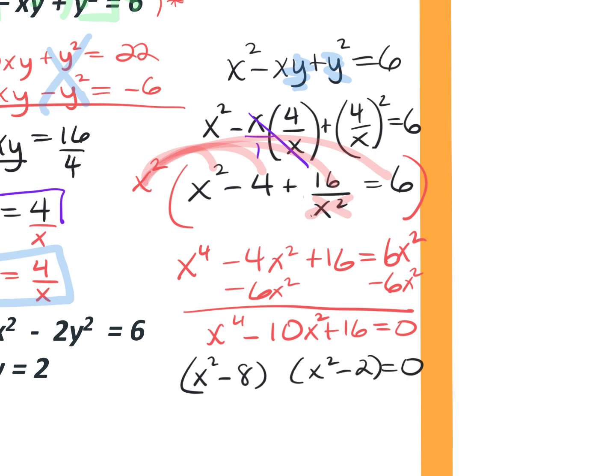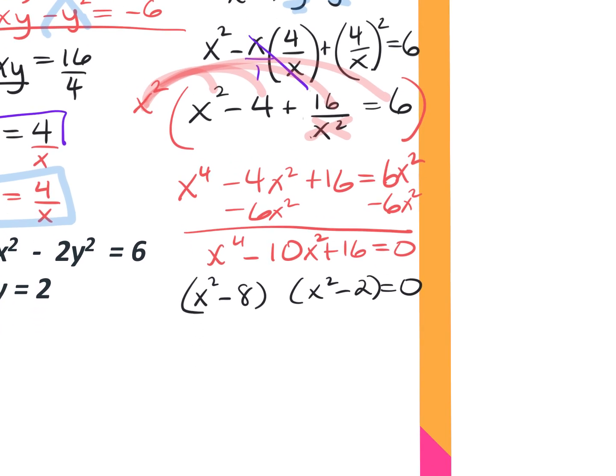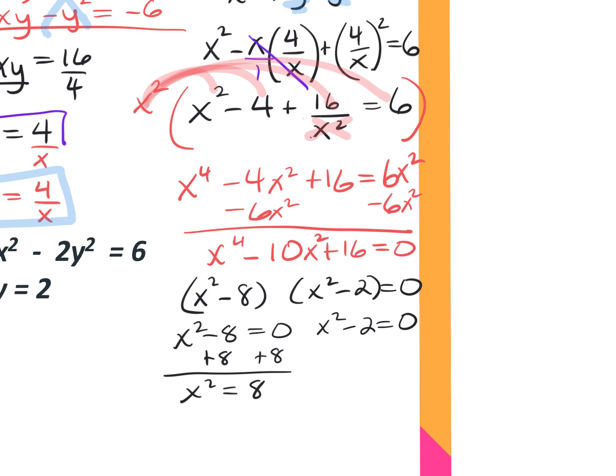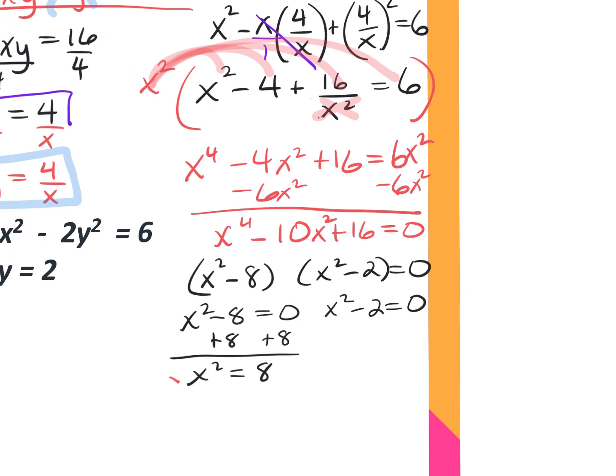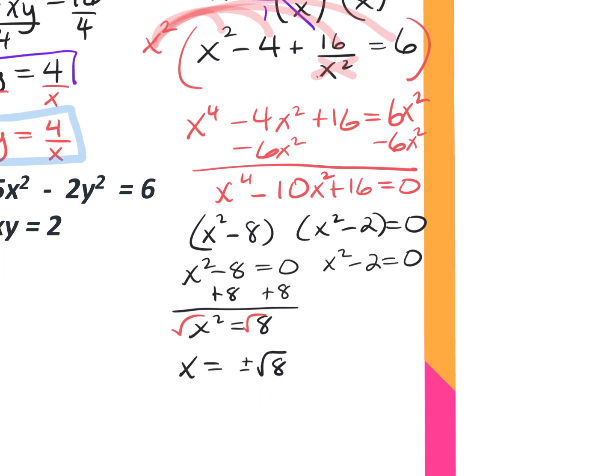I need to solve each one of the binomials, set them equal to 0. So x squared minus 8 equals 0, x squared minus 2 equals 0. I'm now going to add 8 to both sides. x squared equals 8. Whenever I'm solving for a variable squared, I have to square root it. And this is going to give me positive and negative square root 8. But I need to simplify that radical. I can make it 2 times 4, which gives me 2 radical 2.